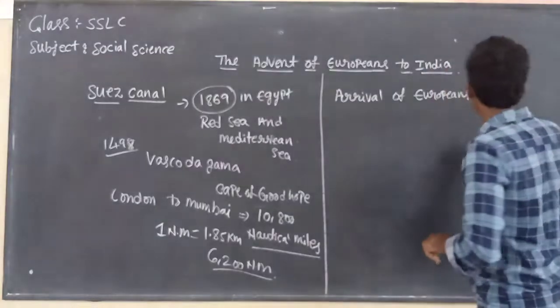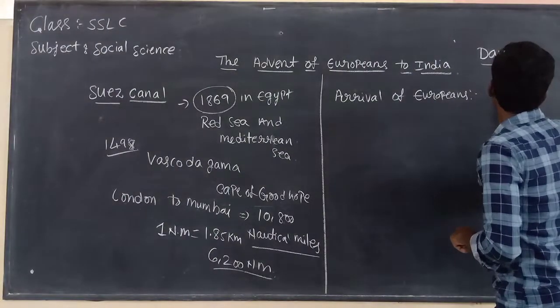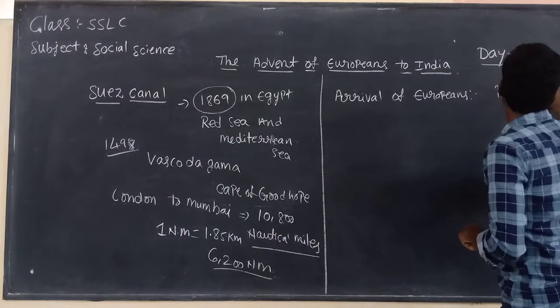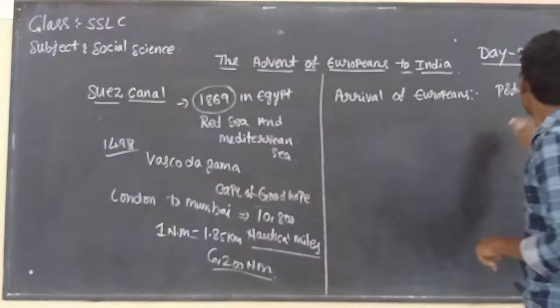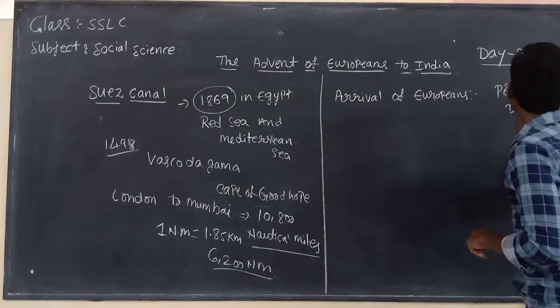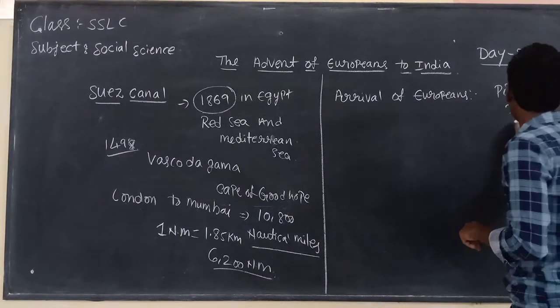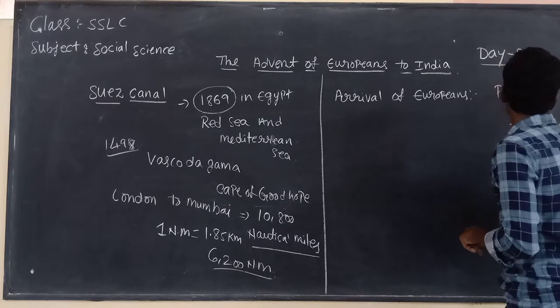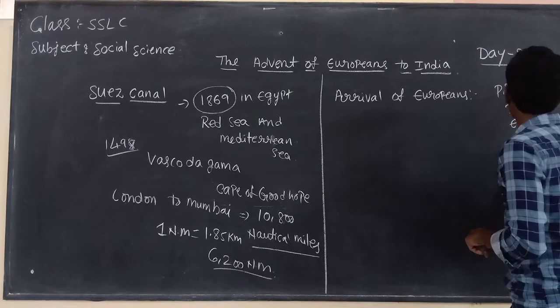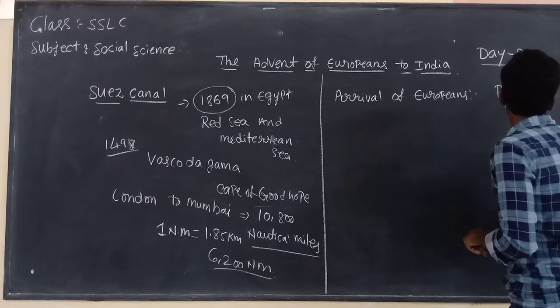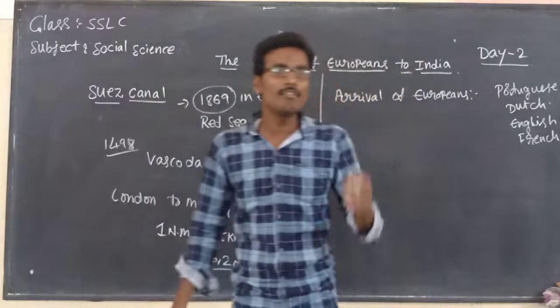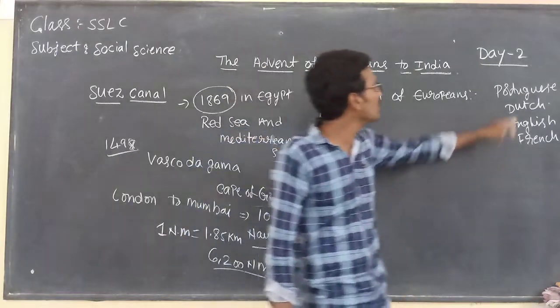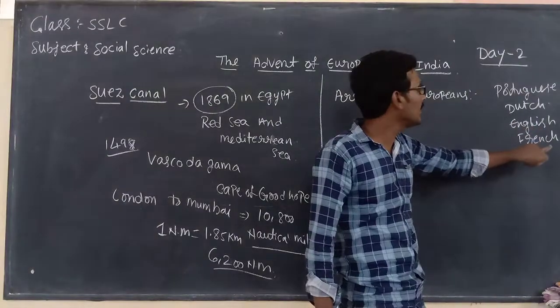Arrival of Europeans, already we know. Portuguese, after that Dutch, after that English, means British, and finally French. The list of Europeans who arrived in India: Portuguese, Dutch, English, and French.